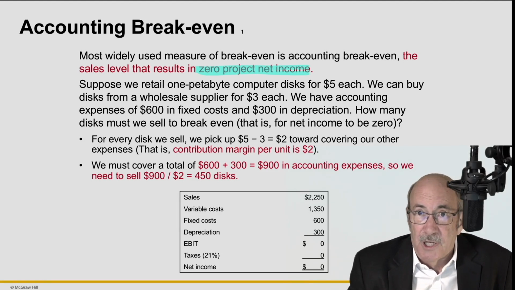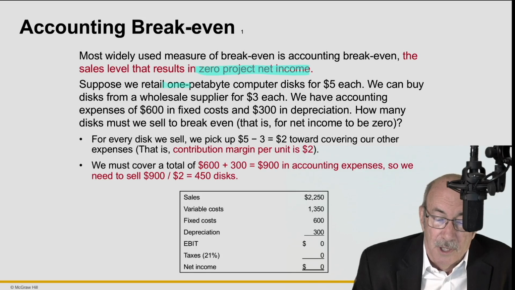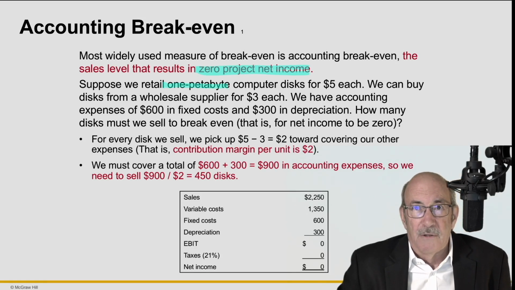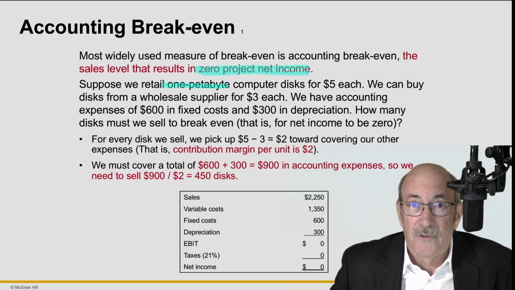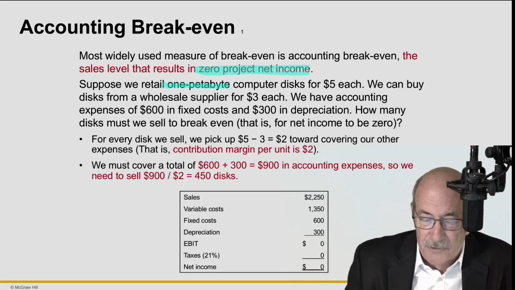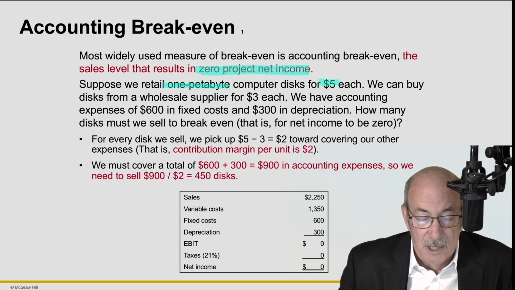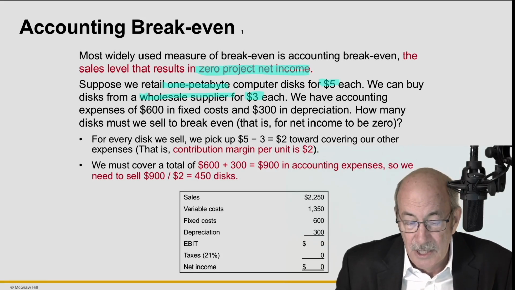So here in this particular example, we are producing computer disks, and these disks are 1 petabyte. Anybody know what a petabyte is? You've all heard of kilobytes and megabytes and gigabytes and terabytes. Well, the next thing up is a petabyte. So a petabyte is actually 1,000 terabytes. So in this case, we're able to retail these 1 petabyte disks for $5. And we can buy them from a wholesaler for $3 each. So we're making $2 on each disk.